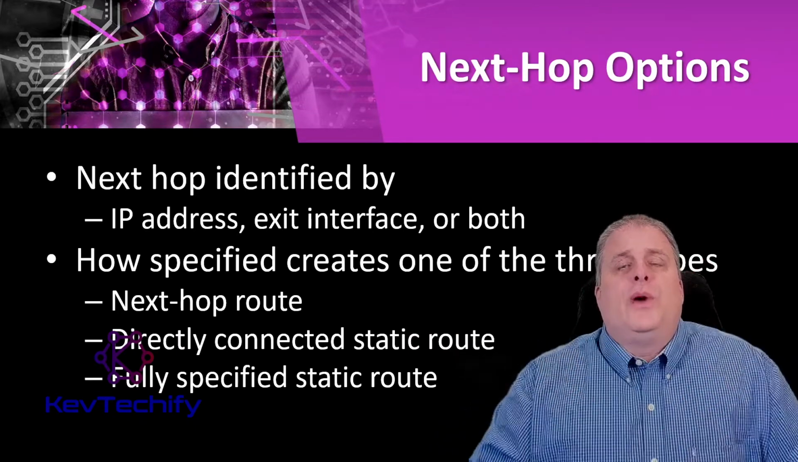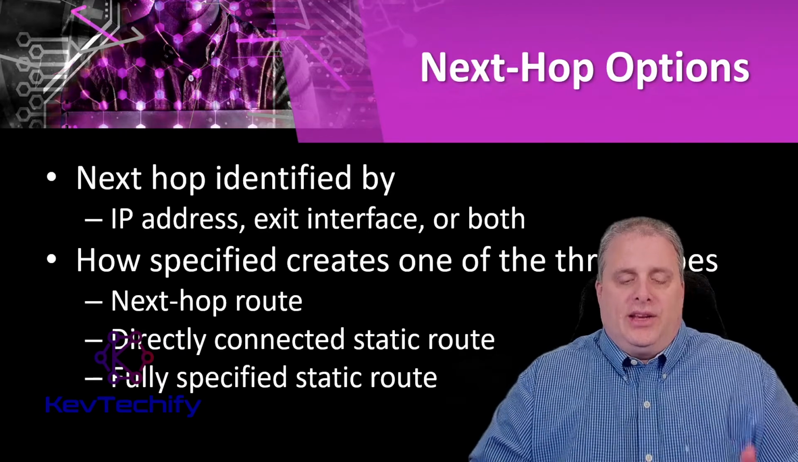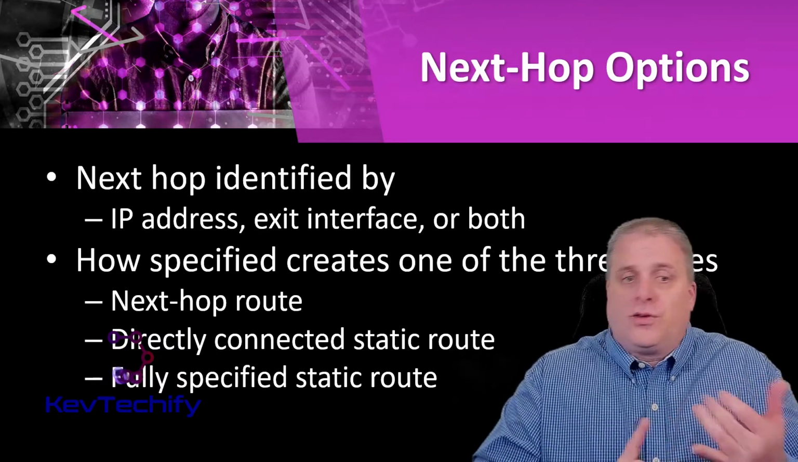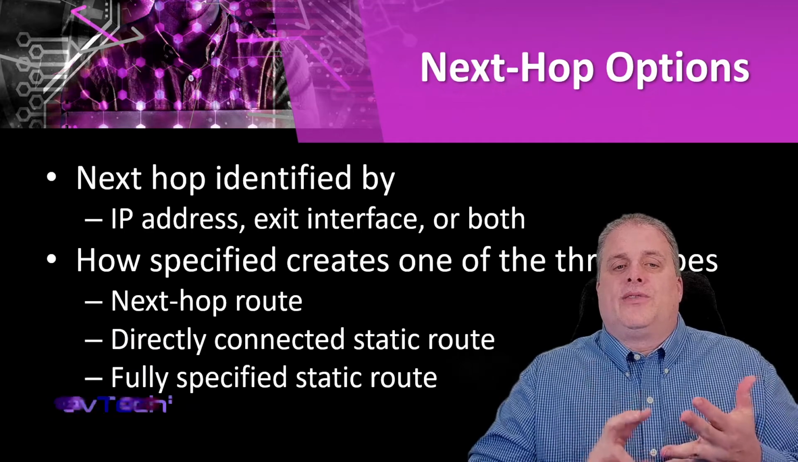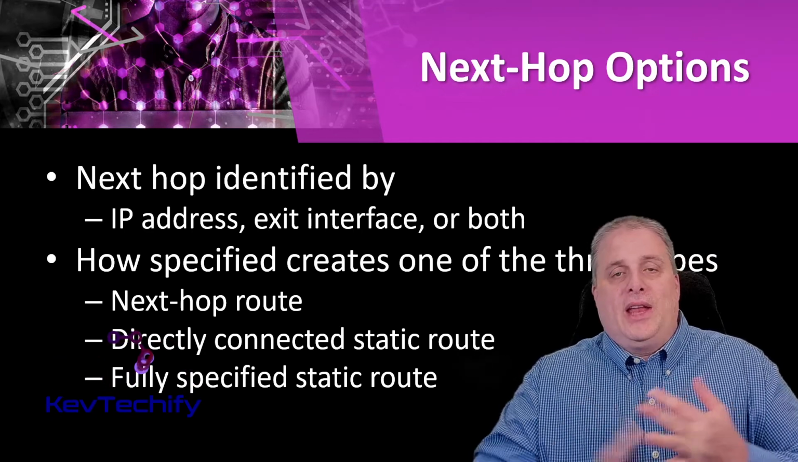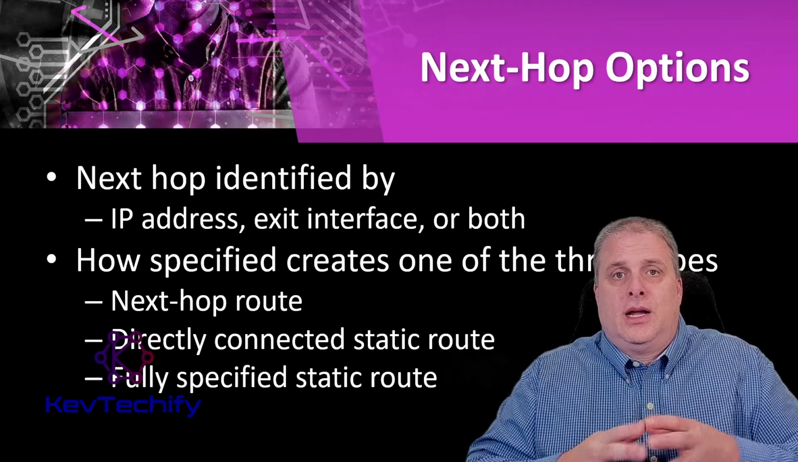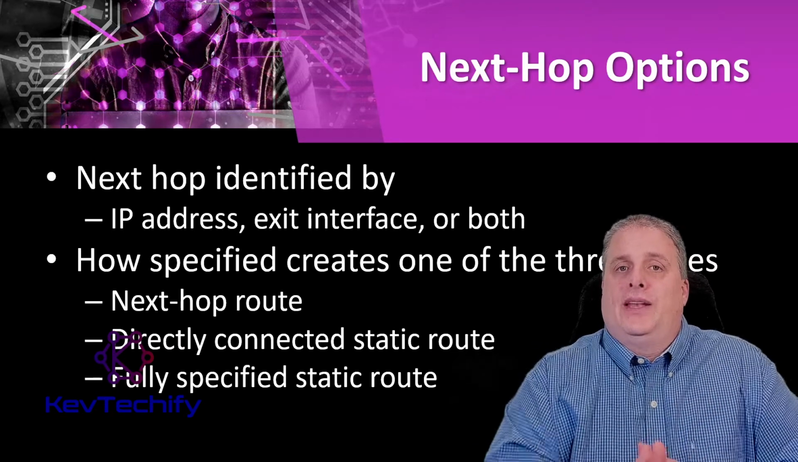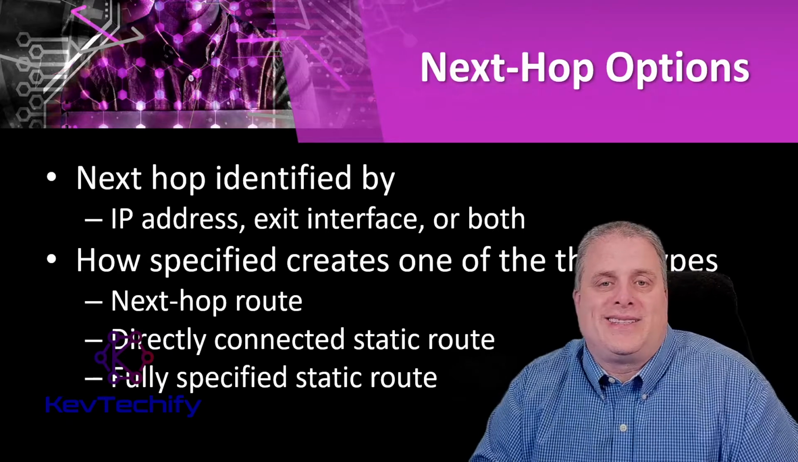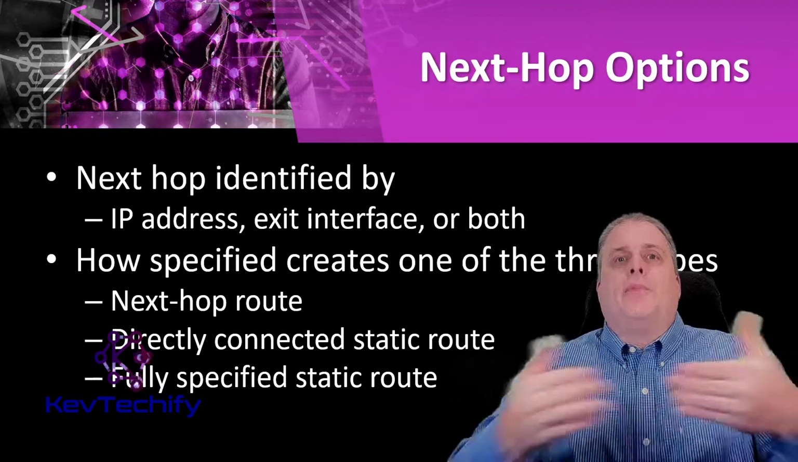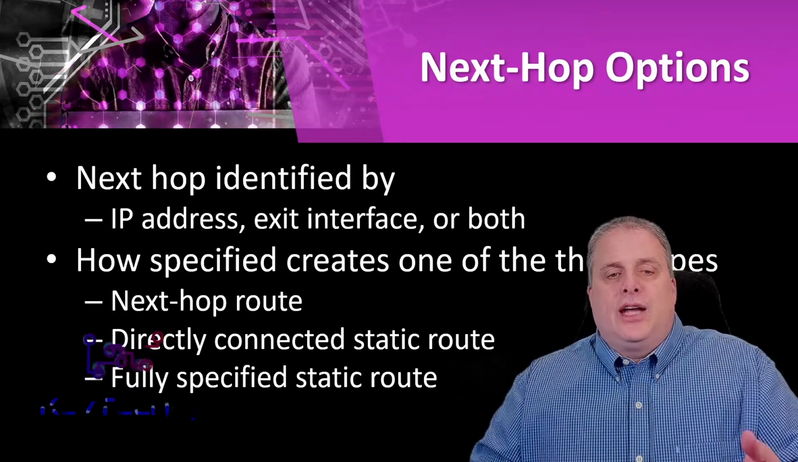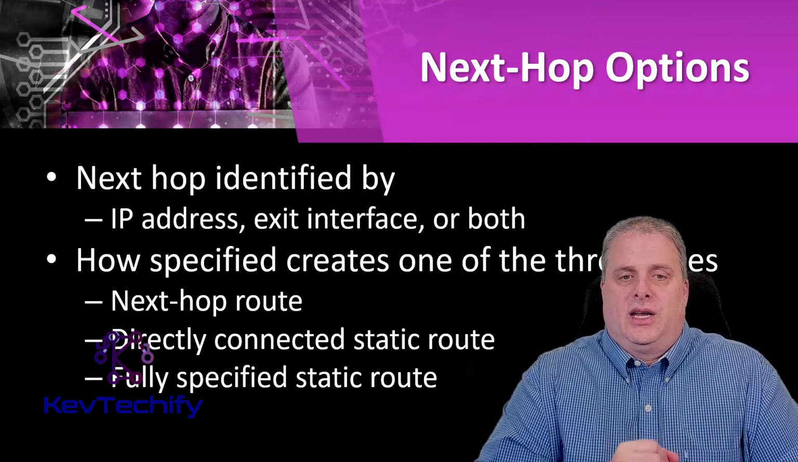Now, there are a couple of ways we can identify the next hop. We can identify it by the IP address, IP version 4 or IP version 6. We can identify it by the exit interface: what interface do we have to go out of on the router we're on to get to that next hop, that next router, to get it closer to its destination? And then finally, we can combine both of those, the IP address and the exit interface.